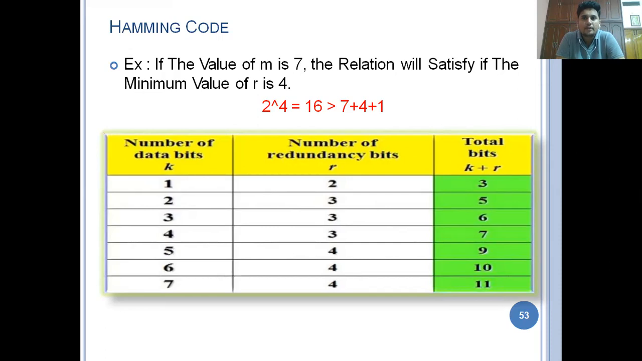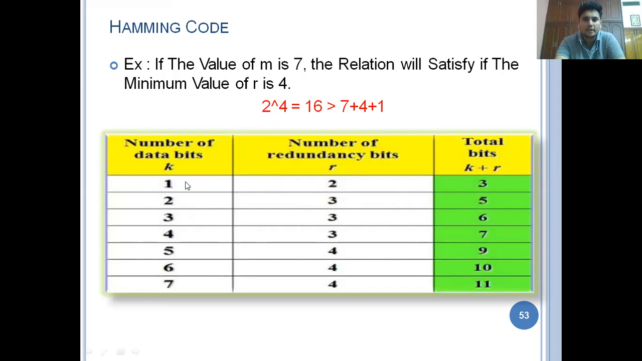Where we have to put the Hamming bits, note it down: 1, 2, 4, 8, 16. In this manner, we are placing the Hamming bits in the original data. If the value of m is 7, it will be satisfied when the minimum value of r is 4. Why? Because 7 plus 4 plus 1 is 12, and 12 is less than 16. 16 is greater than 12. For that purpose, 2 power 4.